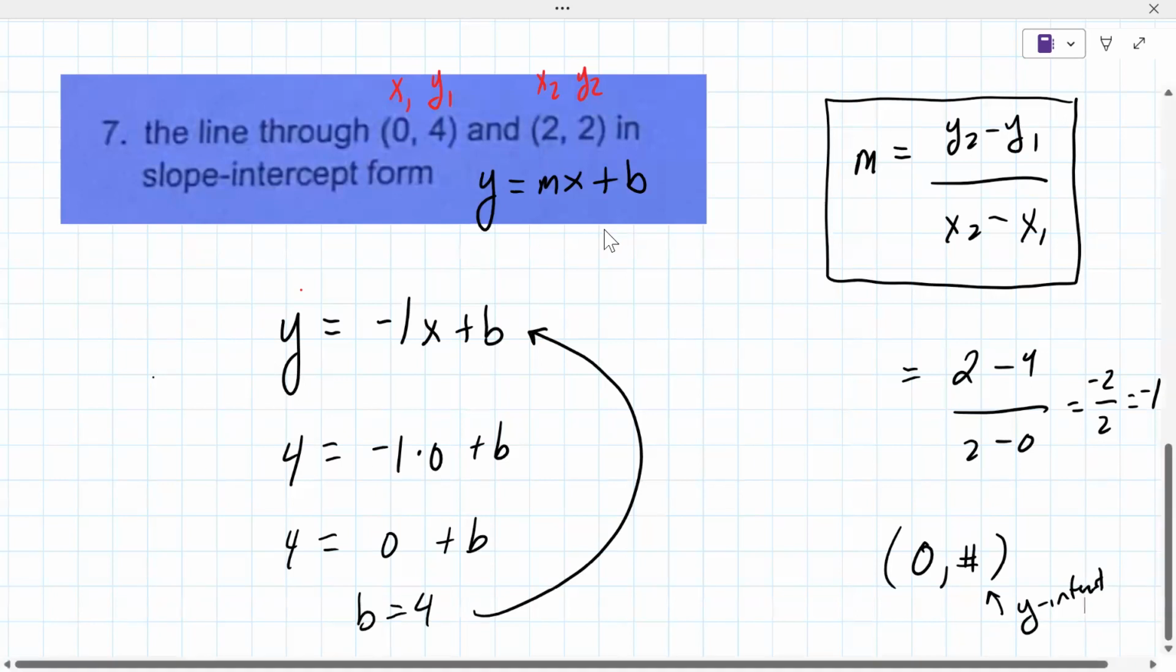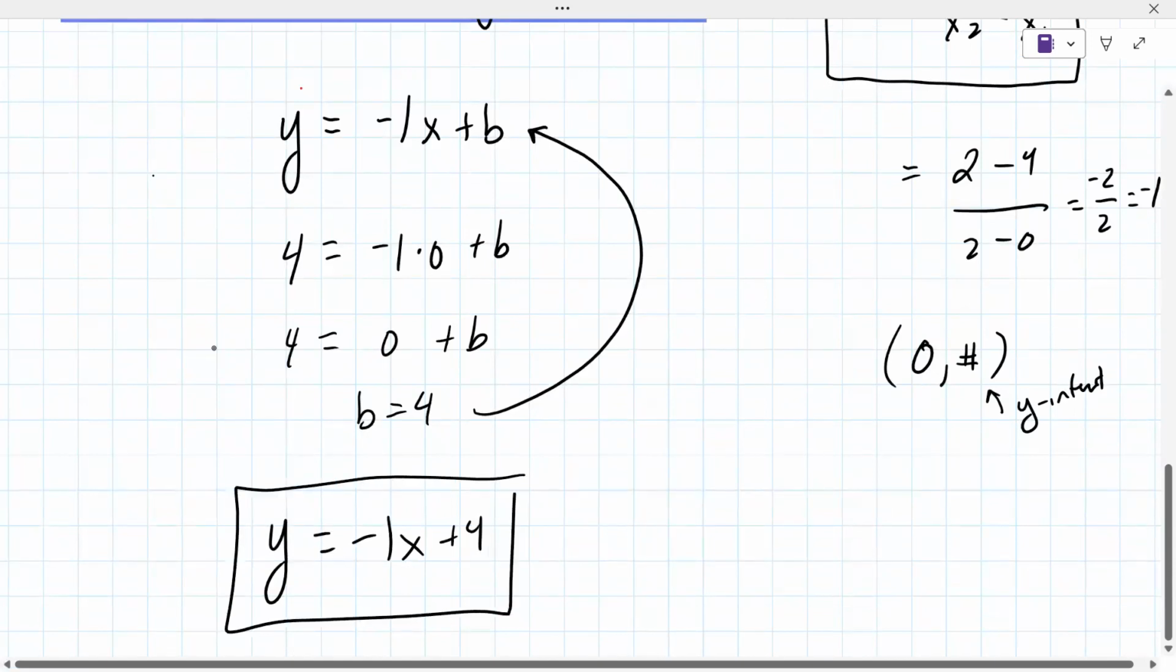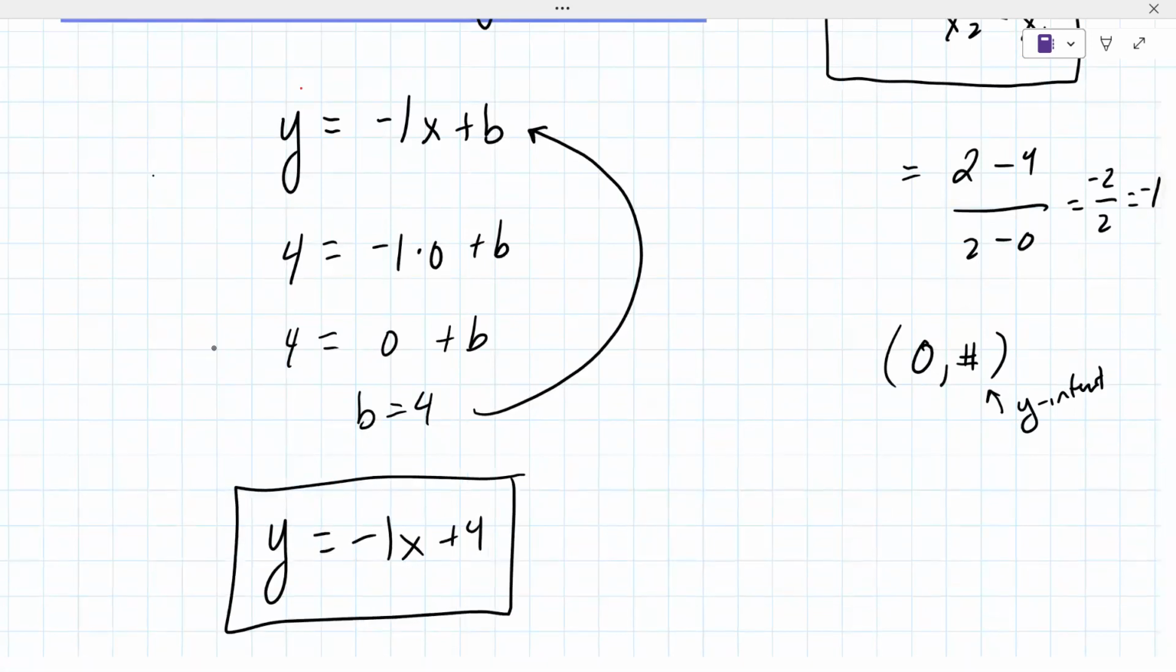All right, so in terms of the final answer, I didn't even get to that part. You have to put the number back in. This is your final answer here. Any questions on that? No. Okay.